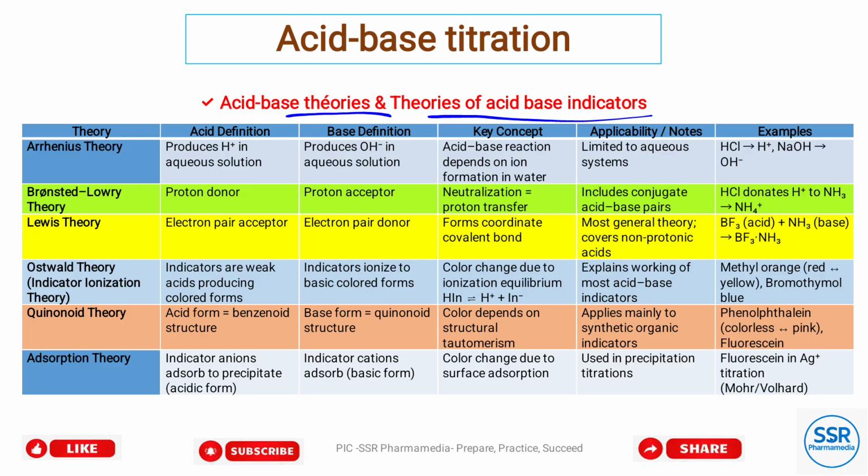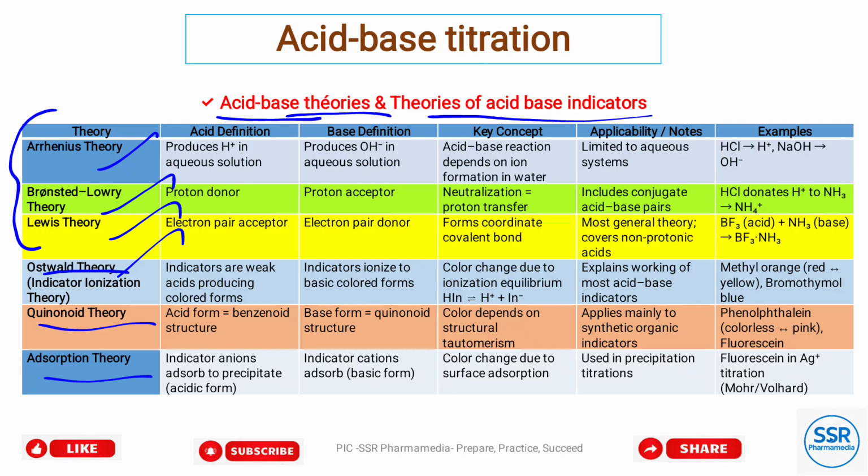In acid-base titration, we are going to discuss the theories of acids and bases and the theories of acid-base indicators now. For acids and bases there are three theories: Arrhenius theory, Bronsted-Lowry theory, Lewis theory. What is an acid and a base? This is the acid-base theory. And the theories of acid-base indicators are Oswald theory, Quinonoid theory, and adsorption theory.